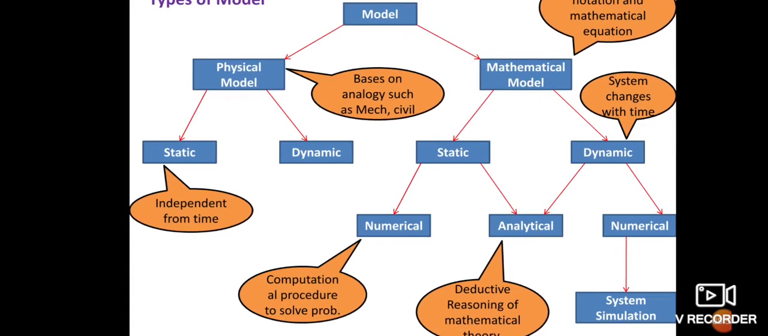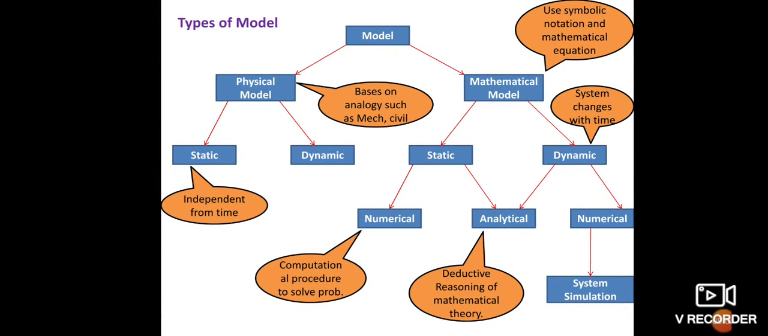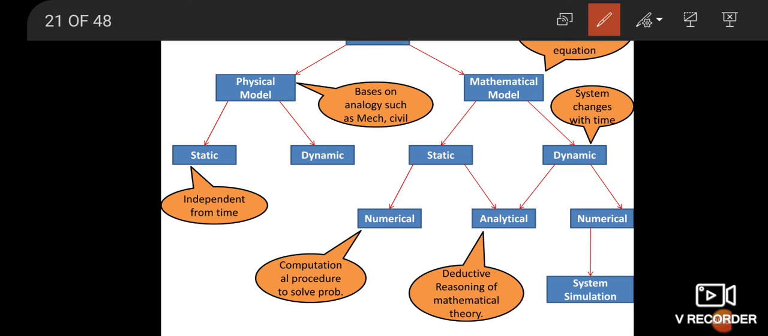Now you can see the different types of models. So we have already seen what this model does. Physical model is based on analogies, such as mechanical or civil. I have already given you an example: you have prepared a boiler, and on that particular boiler you have manufactured something, that is a physical model, and that is a particular runtime model. That means you are taking readings from it.